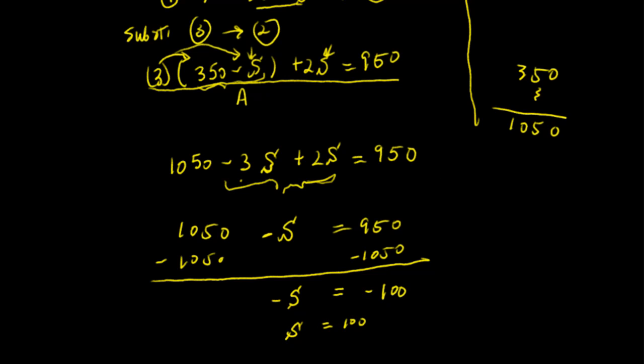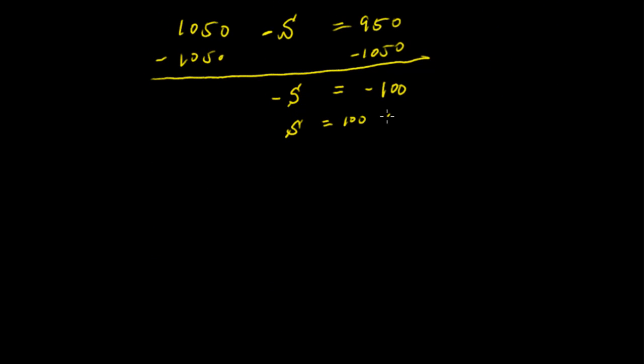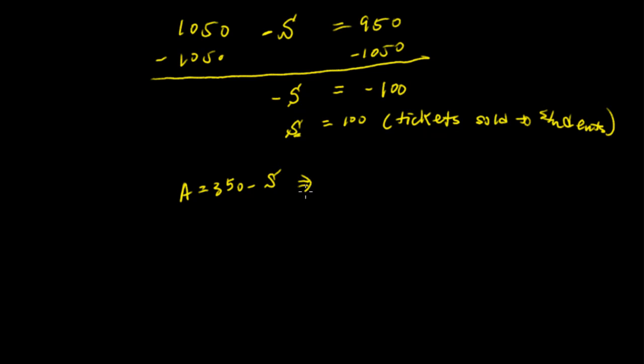Okay. Now remember from our earlier definition, S is the number of tickets sold to students, remember S for student. Since S is related to A in that A is equal to 350 minus S, we can see from there that A has to be 250. That's tickets sold to adults.